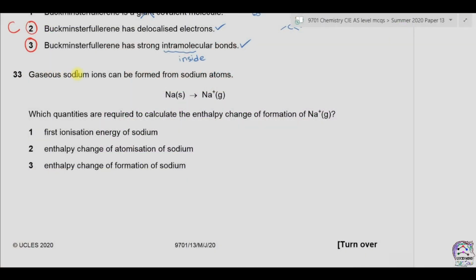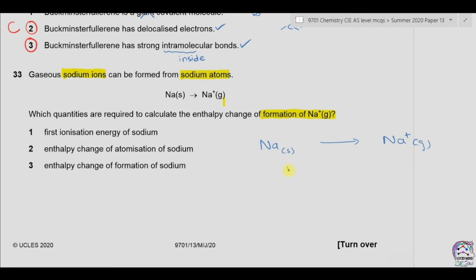Question 33. Gaseous sodium ions can be formed from sodium atoms. Which quantities are required to calculate the enthalpy change of formation of sodium ion? Now we know that we can find the enthalpy of formation by using Hess's law. We have sodium solid, it converts into sodium ion.